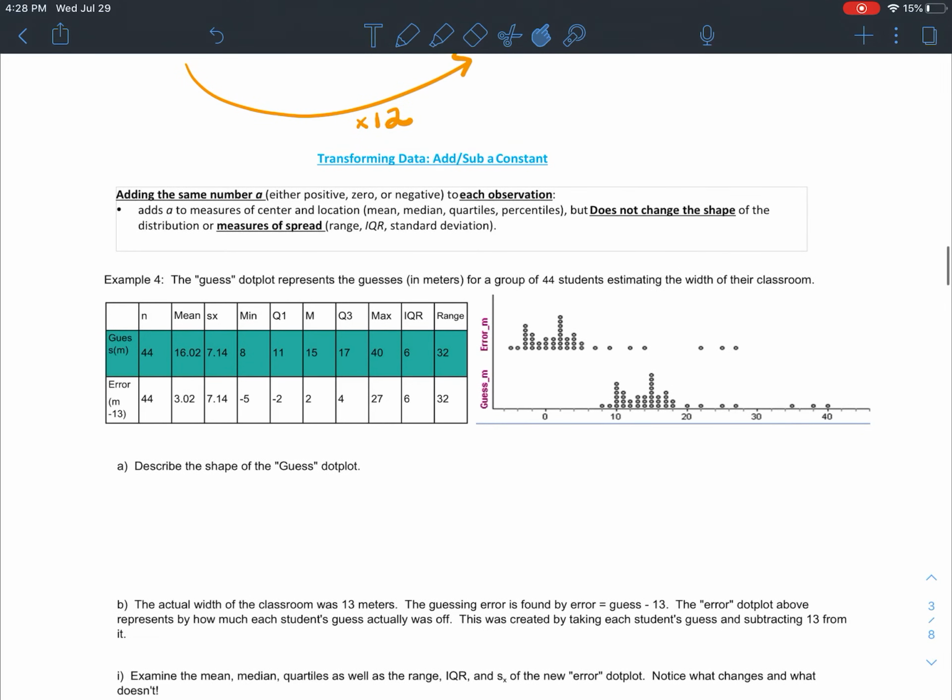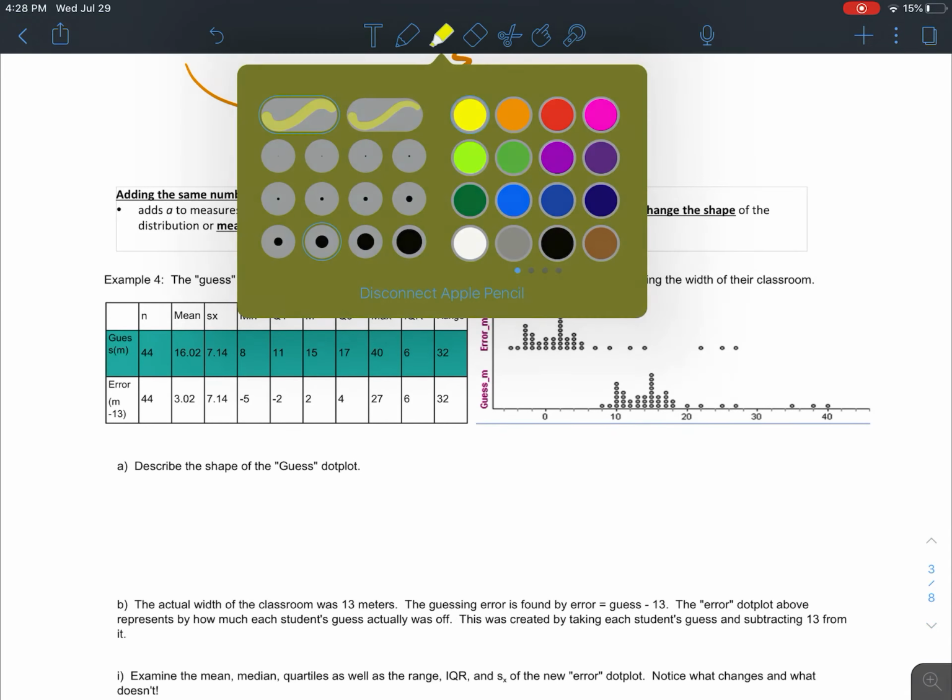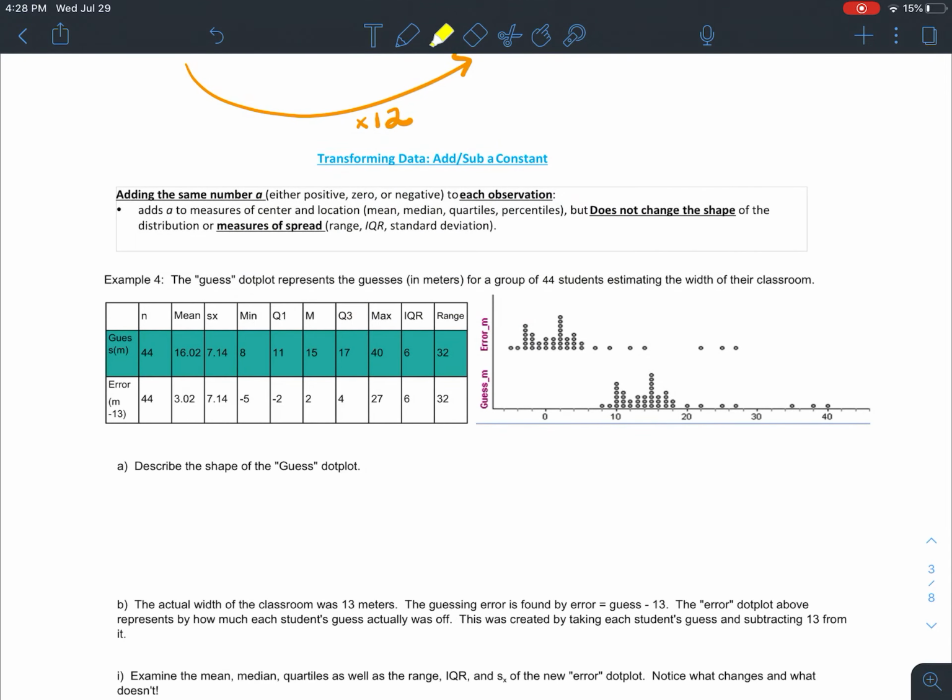So let's look at this example here. We're going to look at transformations regarding adding or subtracting a constant number to every single observation. So if you were to add the exact same number, we're just going to call it A, to every single observation, here's what that's going to do.